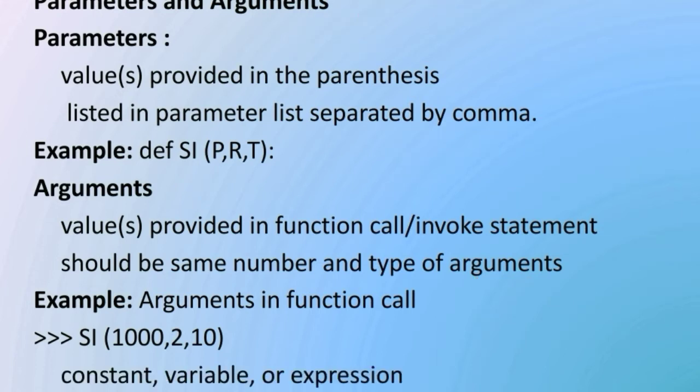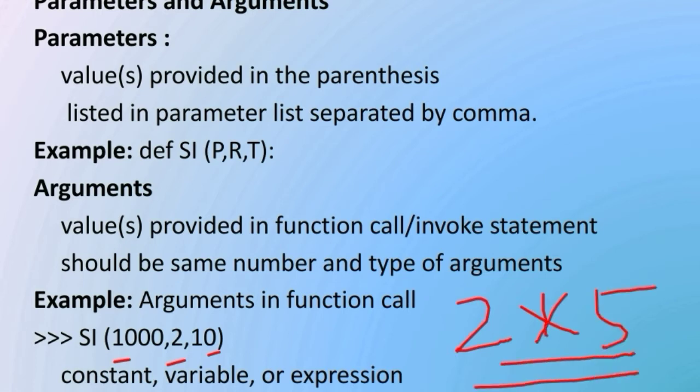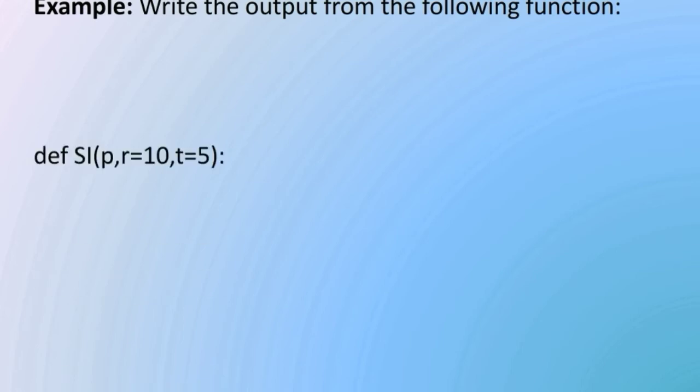An argument may be a constant value, a variable, or some expression. For example, instead of using 2, we can use 2 into 5. So 2 into 5 is the value 10, and the value 10 is assigned to the variable R. So instead of using a value, we can use a variable or some expression. Some examples are given.